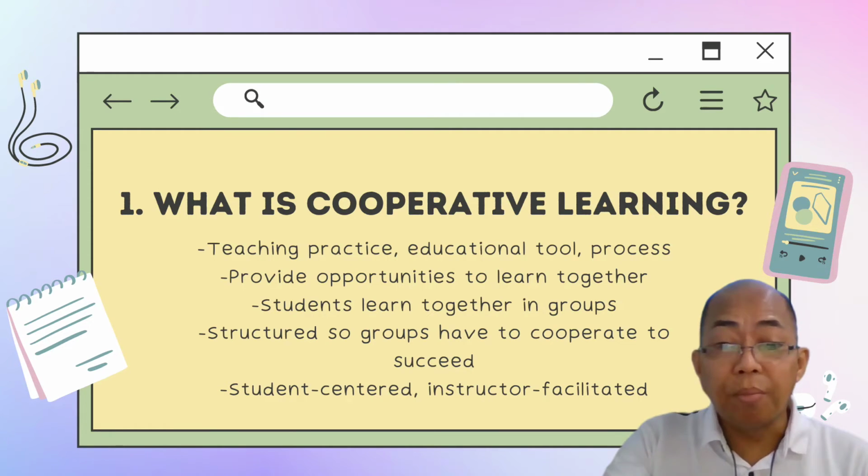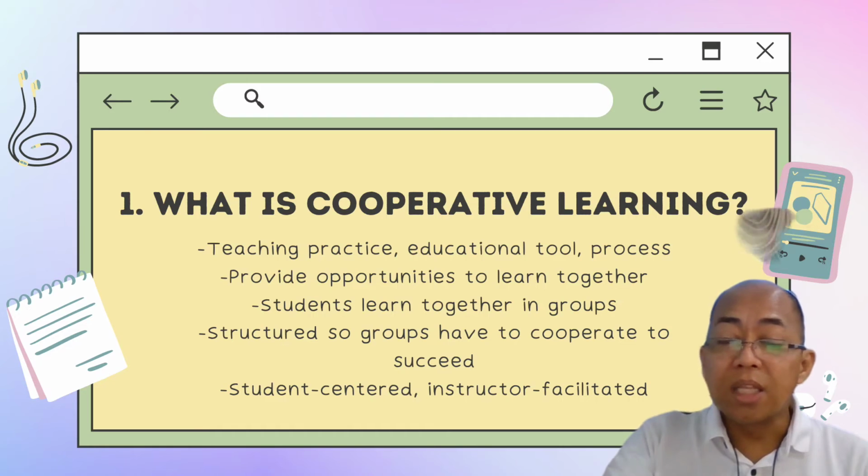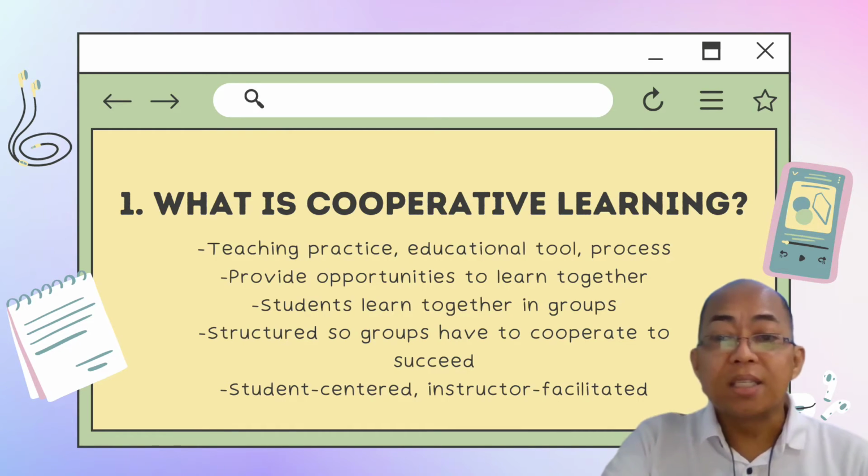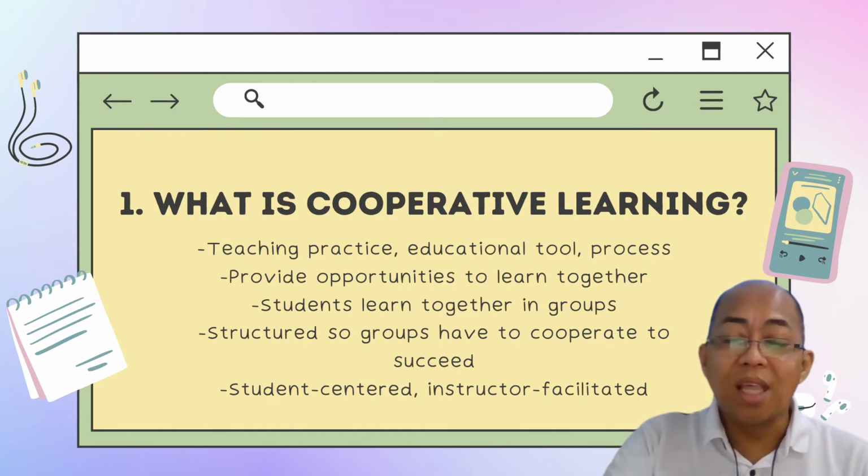Here in cooperative learning, the teacher is no longer the sage on the stage. The idea is we are no longer the source of all wisdom and knowledge. But instead of being a sage on the stage, as teachers, we are a guide on the side. So we are providing opportunity for students to learn by themselves. But at the same time, we are on their side to provide guidance.